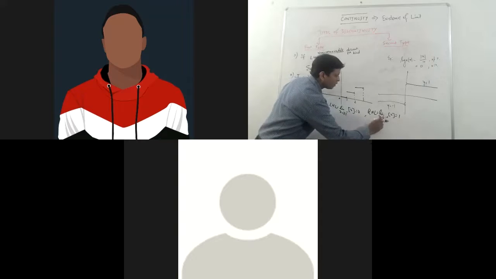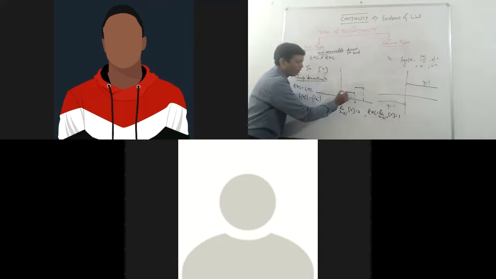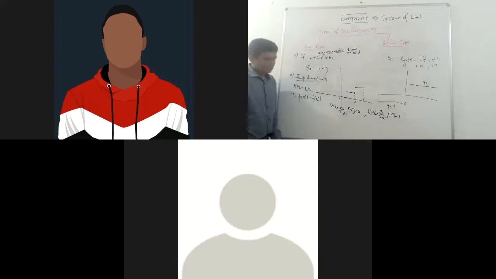Sorry, this is 1. More than 1, it will be 1. Look at that, this is 1. So at 1 there is a discontinuity. We know that because box x has discontinuities at the integer points. 0, plus minus 1, plus minus 2, plus minus 3, these are all points of discontinuity.